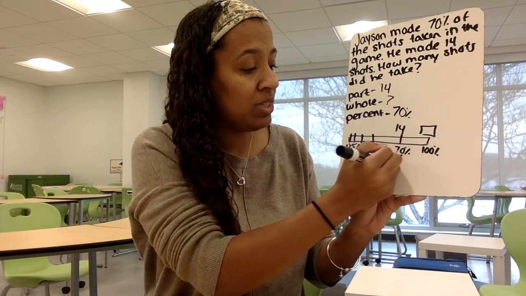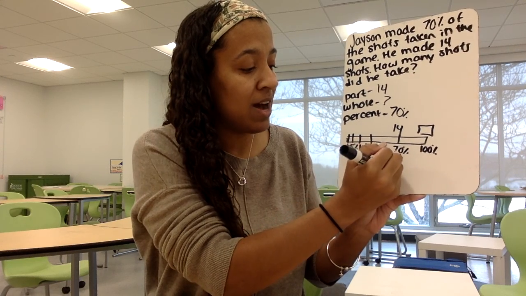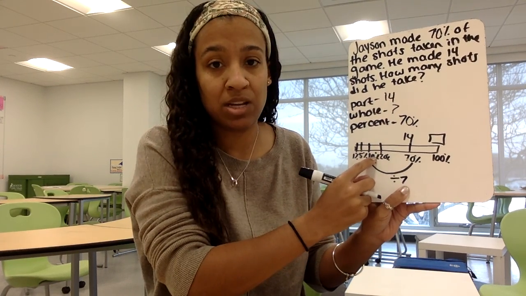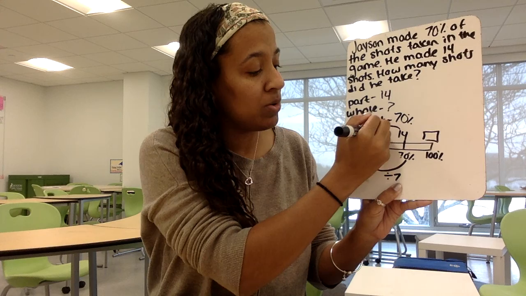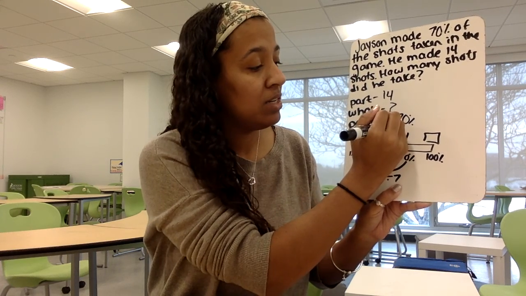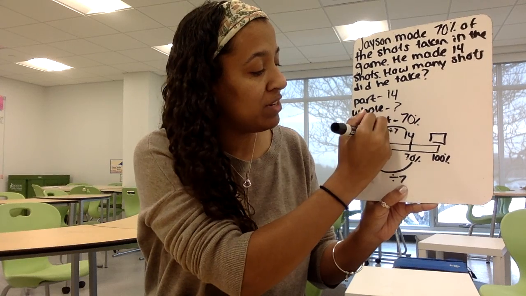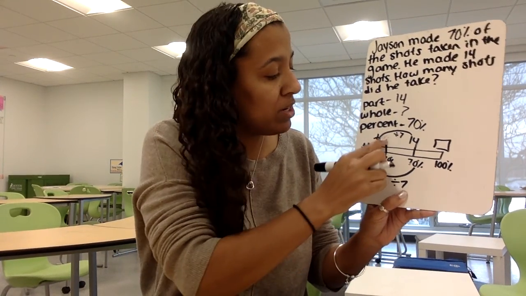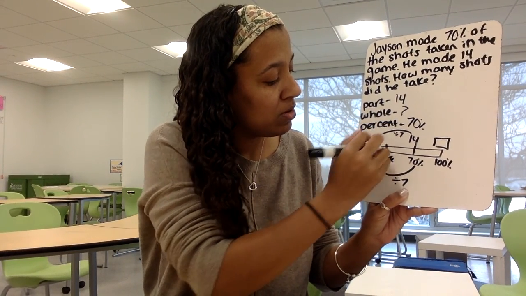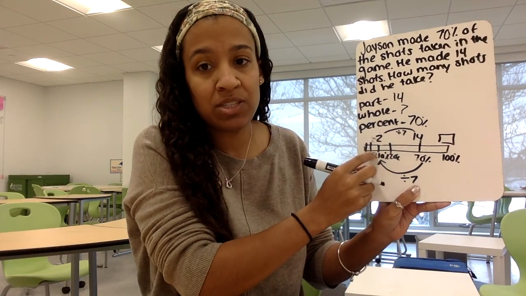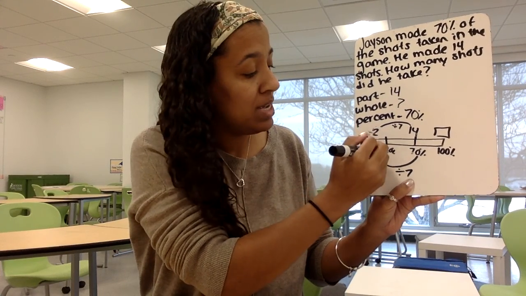I know that if I divide 70% by 7, I can get to 10%. So I'm also going to divide 14 by 7. 14 divided by 7 is 2. So now I know, let's clear this up. Now I know that 10% is 2 shots.